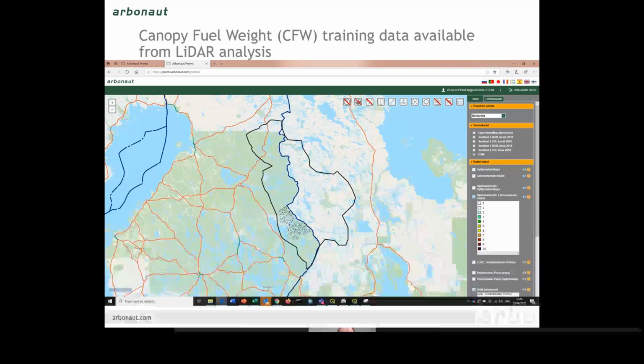Satellite is good at covering wide areas, and today satellite data is readily available in different platforms, and it has a good coverage. The downside is that because it's spectral data and passive data, it does not provide such good information on the vertical features of the land. It's more like the color appearance in the illumination conditions when the image was shot. But here's our training set for the canopy fuel weight.